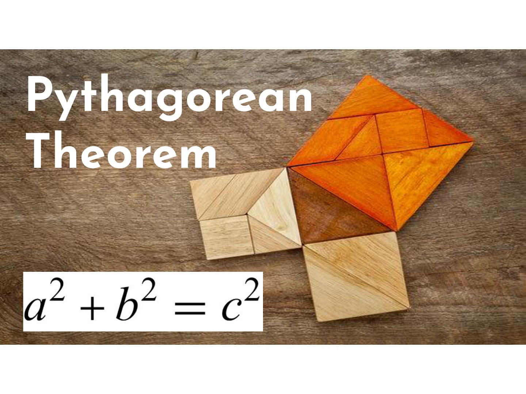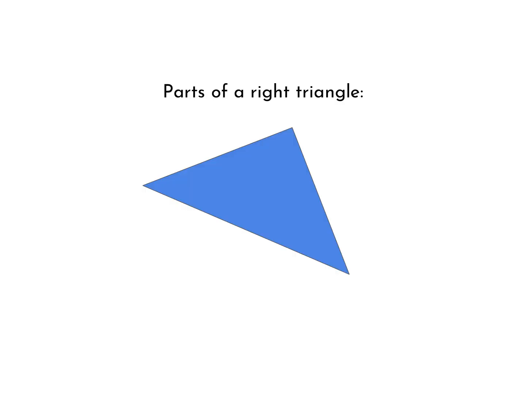A squared plus B squared equals C squared. That's the Pythagorean theorem. Let's learn about it. The Pythagorean theorem is where we can figure out any missing side to a right triangle.